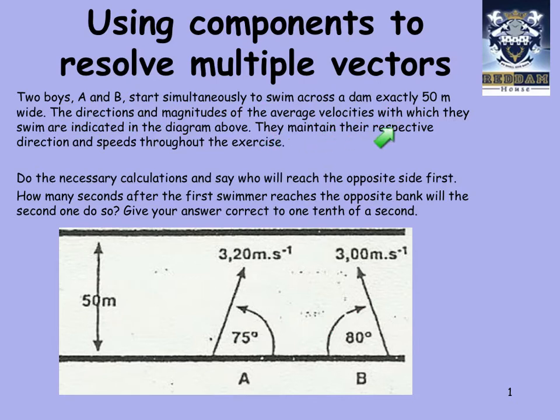They maintain their respective directions and speed throughout the exercise. You have to do the necessary calculations and say which will reach the opposite side first. How many seconds after the first swimmer reaches the opposite bank will the second one do so? And you have to give your answer to 1/10 of a second.